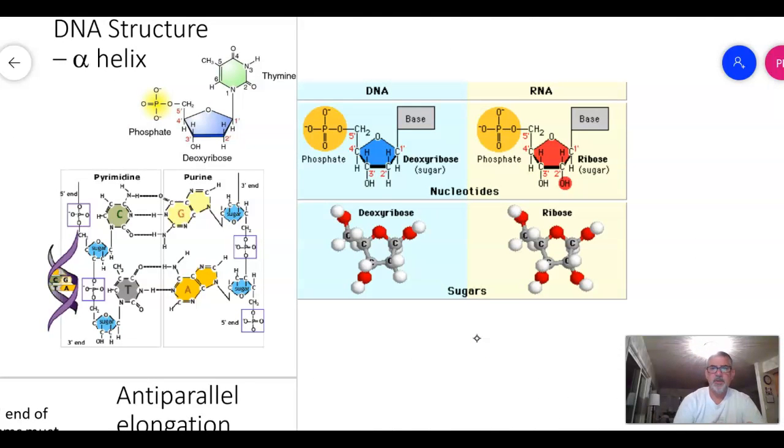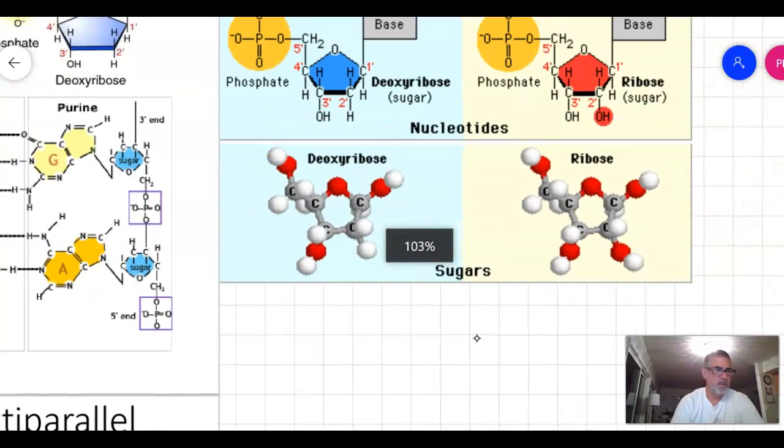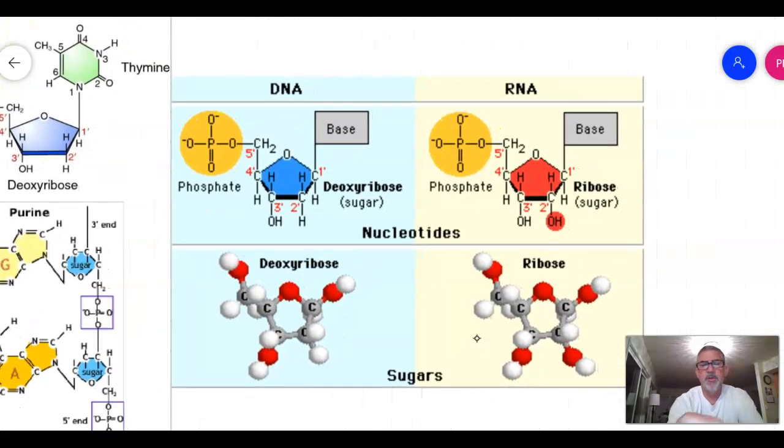If you look at these pictures right over here, let me make them a little bigger. The carbons are named starting from the right-hand side of the oxygen. So we've got the 1', the 2', the 3', the 4', and the 5'. Same thing with the RNA: 1', 2', 3', 4', 5'.